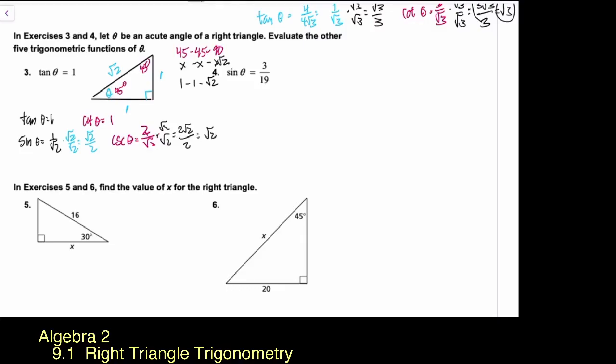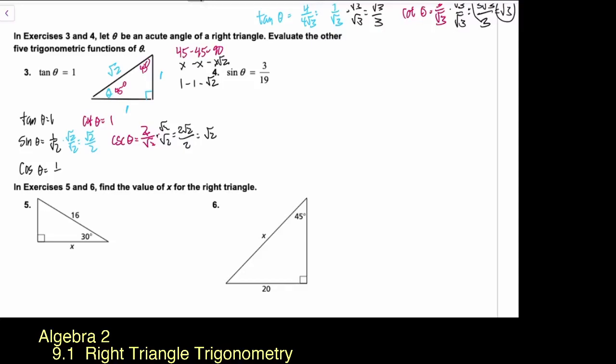And then finally, let's take a look at the last one we haven't looked at. It was just cosine theta. Cosine, so adjacent over hypotenuse. Adjacent is 1, hypotenuse is rad 2.